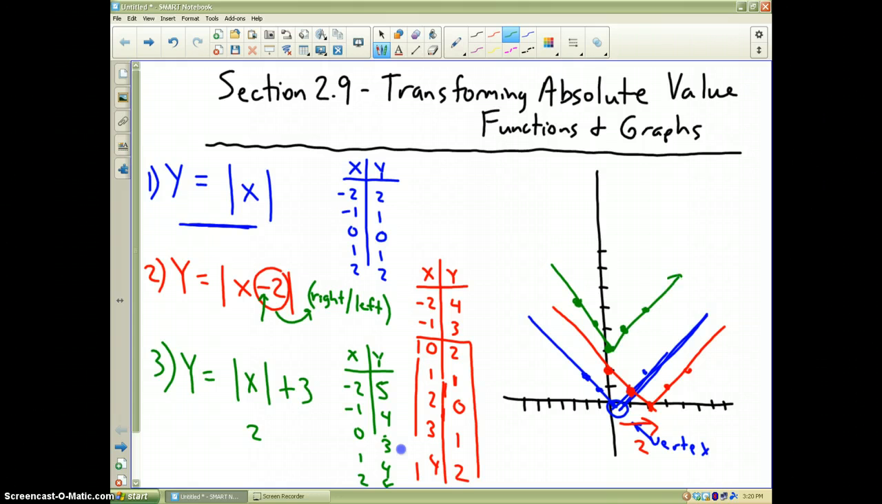And again, I want to compare it to my blue graph. Well, what happened is the vertex, which is the key point in the green one, went up 3 spots. And that is the effect of any number that is added or subtracted on the outside of the absolute value. That particular number makes the graph move up or down. Now, to summarize that, if you want to pause the screen, go ahead. But otherwise, I'm going to fast forward one slide.